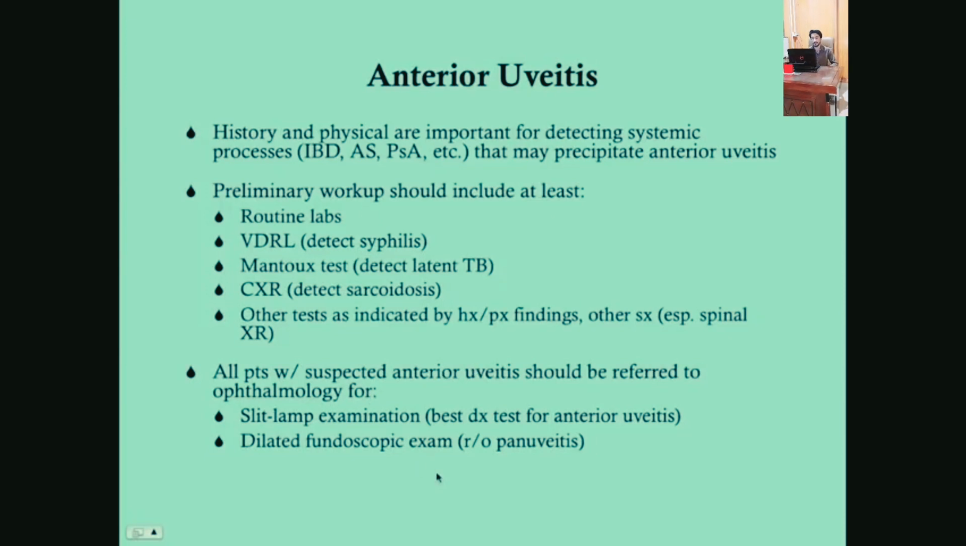All patients with suspected anterior uveitis should be referred to ophthalmology. Anytime you have a painful eye, you should really think about referring to ophthalmology. They're going to get a slit lamp examination, because a slit lamp examination is the best diagnostic test really for any uveitis. And then a dilated fundoscopic exam, and that will help you rule out panuveitis, because, well, you have anterior uveitis. How do we know we don't have posterior uveitis too? How do we know we don't have a panuveitis? We need to look at the retina. So that dilated fundoscopic exam will help you rule out panuveitis.